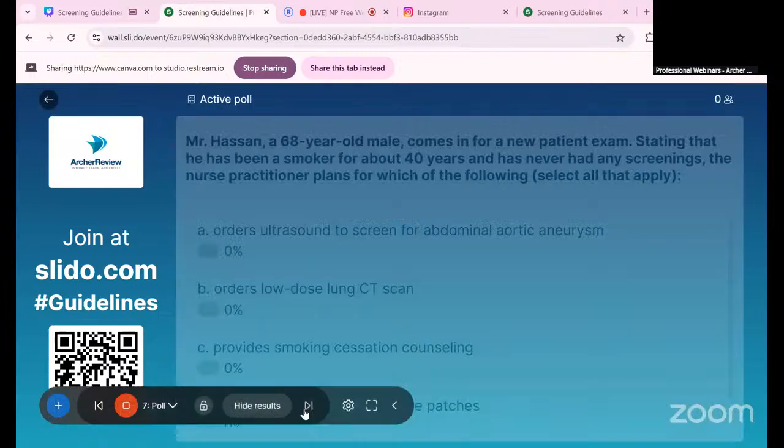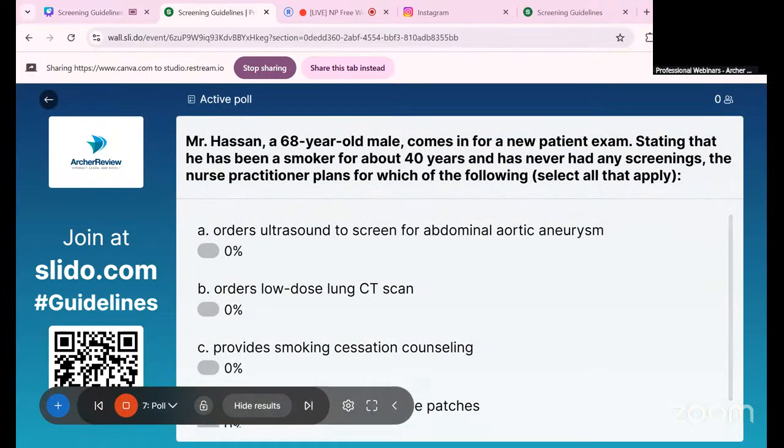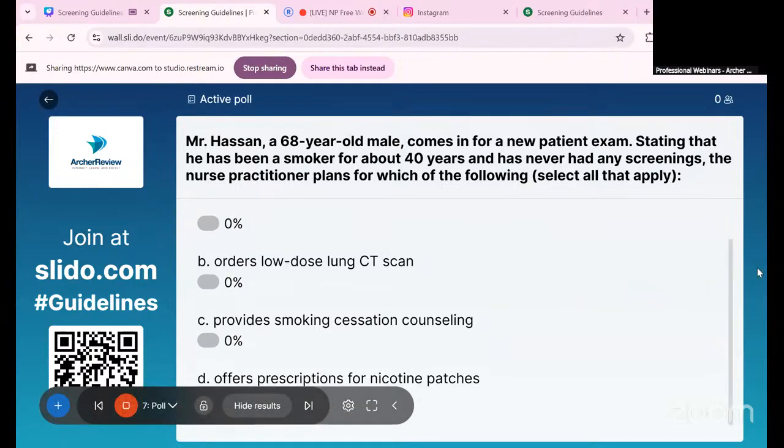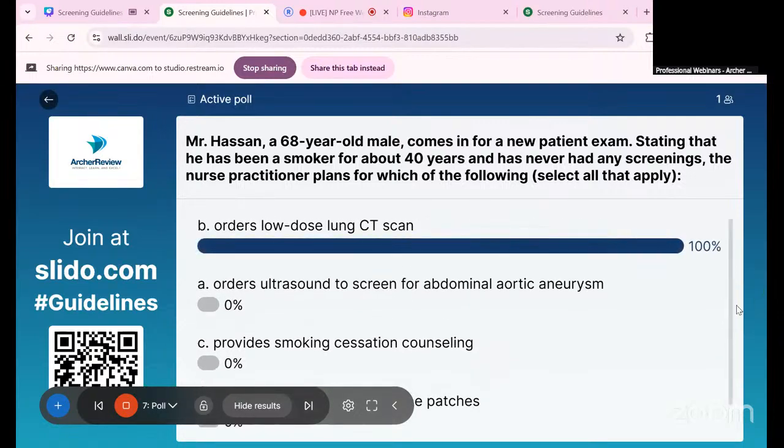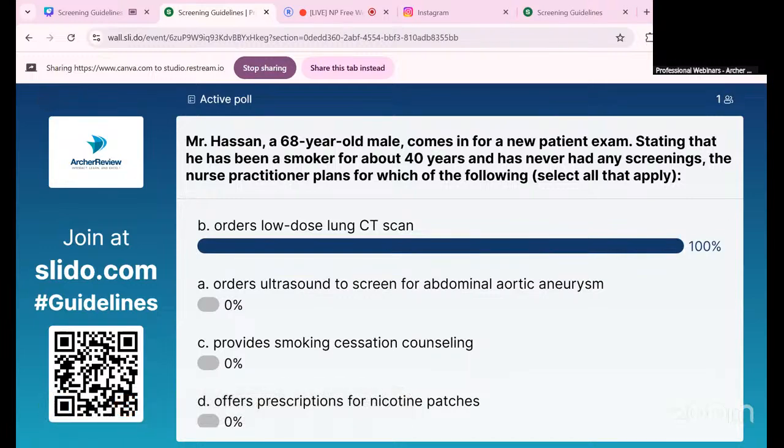So again, you can go there and look at the USPSTF guidelines. It will give it to you, but go ahead and think about what you would like to do. And again, remember, this is select all that apply. So think about what needs to be done for this patient. He's 68 years old. Think about the guidelines that you've read.